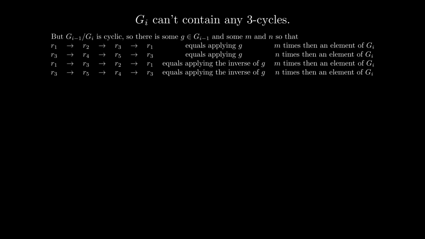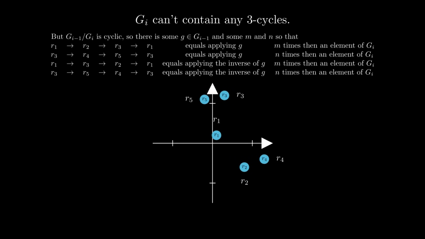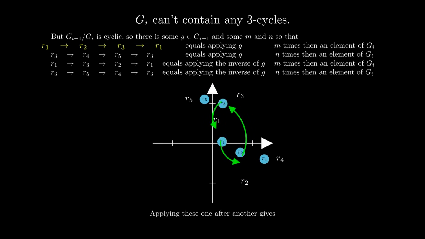Then the inverse of 1 to 2 to 3 to 1 is 1 to 3 to 2 to 1, and is also the same as applying g negative n times and something of gi. And same for the other inverse. We can first see what happens when we apply these 4 3-cycles one after another, starting with 1 to 2 to 3, and then 3 to 4 to 5 cycles like this. Remove those arrows, then reverse 1 to 3 to 2, remove those arrows, and finally 3 to 5 to 4 cycles like this. This leaves the cycle 2 to 3 to 5, which is a 3-cycle.